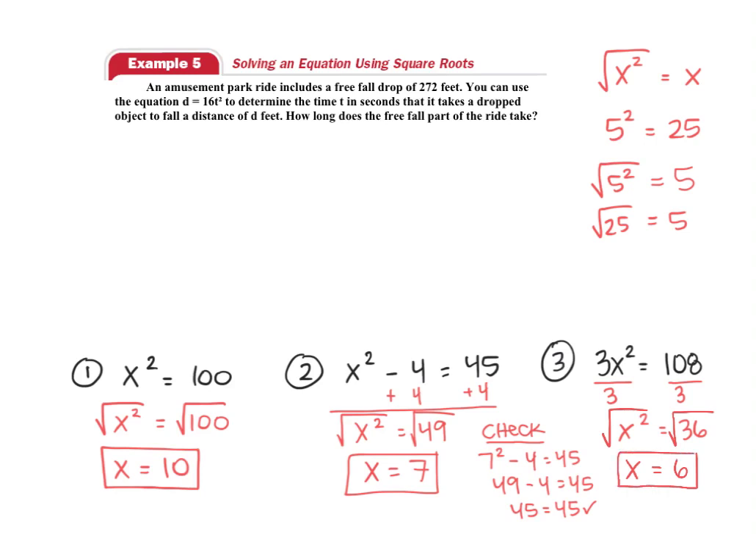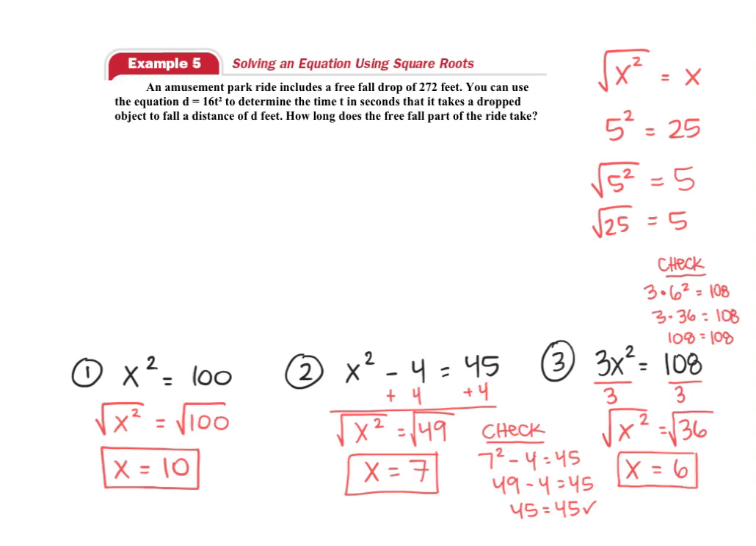And again, you don't have to do a check step, but you could to make sure that that is the number that would give you a true statement. This would be 3 times, in this case, 6 squared. And because of order of operations, you do exponents first, so 6 squared would be 36, and 3 times 36 would be 108. So you see that that would give you a true statement.